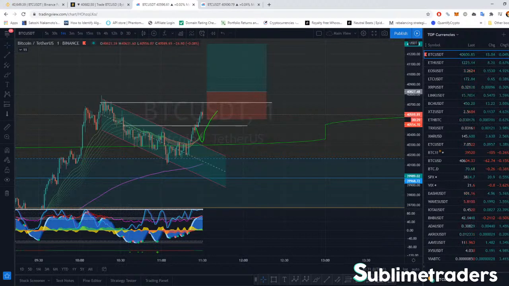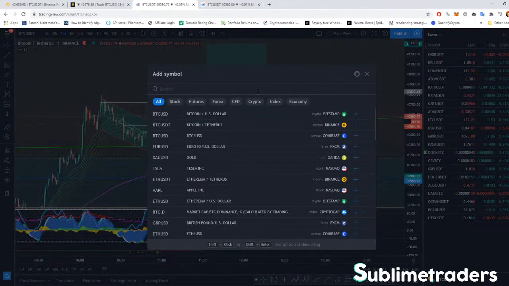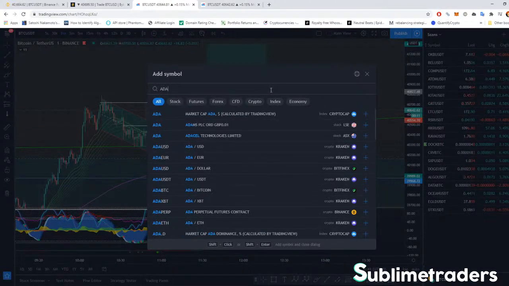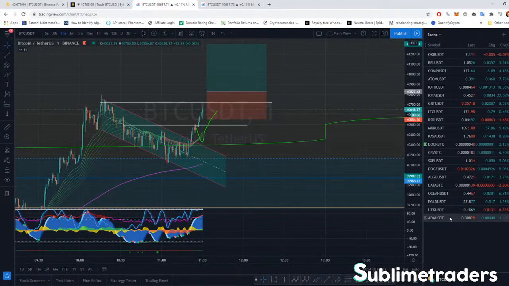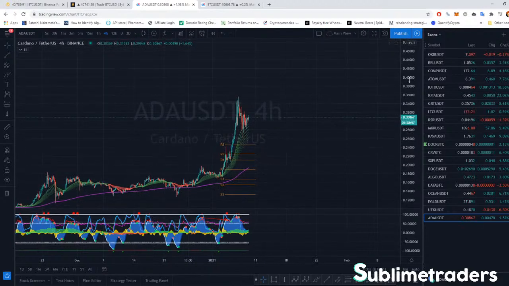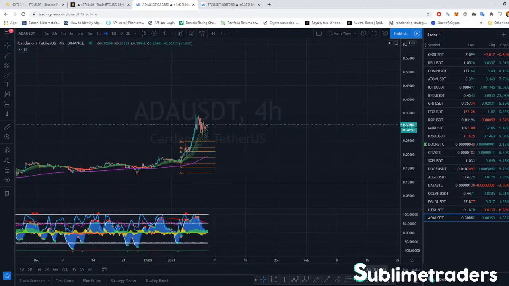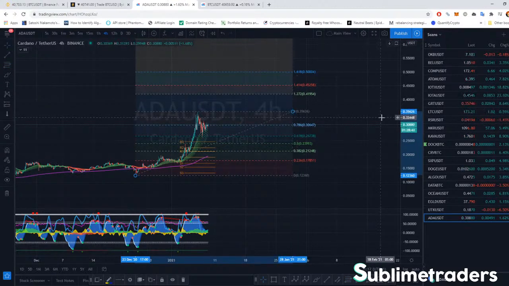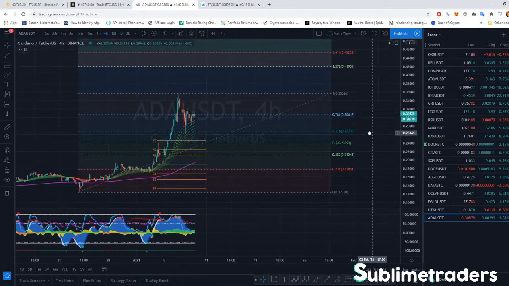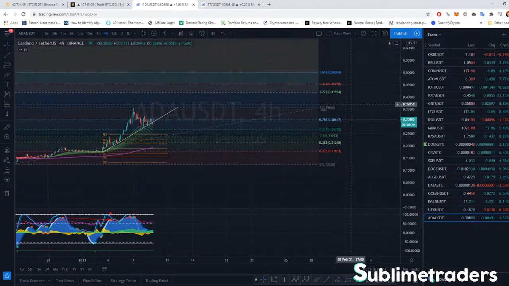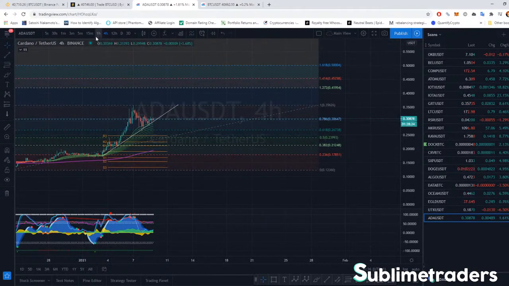Another question was if I could check ADA. Okay, let's check ADA. First of all, starting with the Fibonacci retracement. Okay. Still bullish, of course. I will do it, however. Okay. To 1 hour.